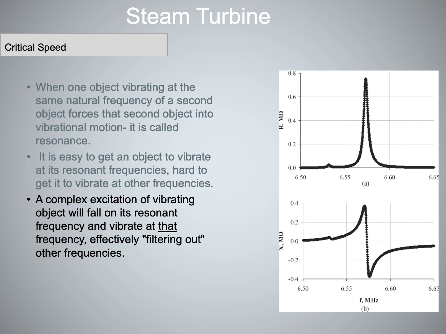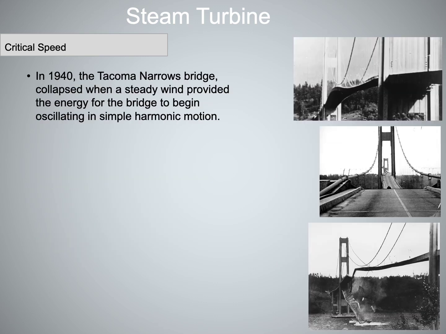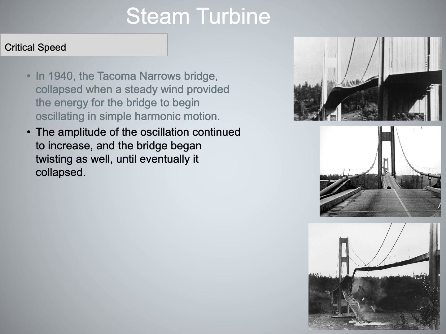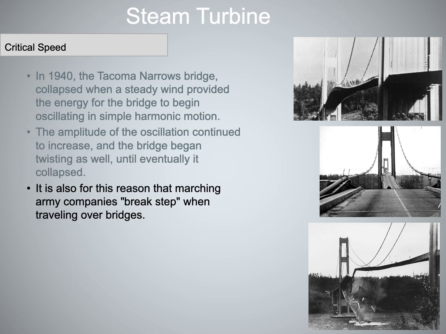In 1940, the Tacoma Narrows Bridge collapsed when a steady wind provided the energy for the bridge to begin oscillating in simple harmonic motion. The amplitude of the oscillation continued to increase, and the bridge began twisting as well, until eventually it collapsed. It is also for this reason that marching army companies break step when traveling over bridges.